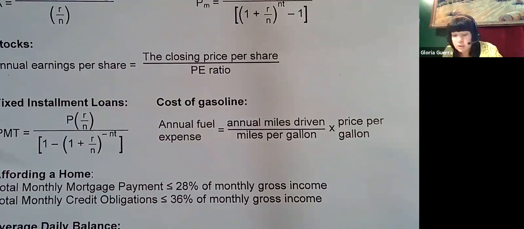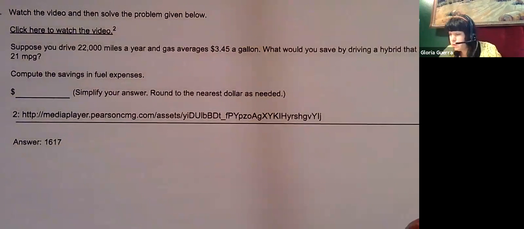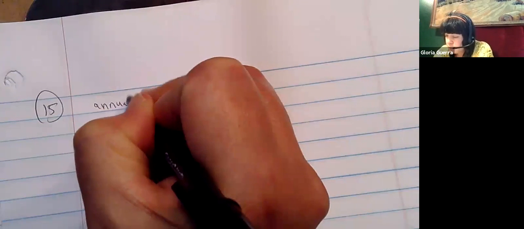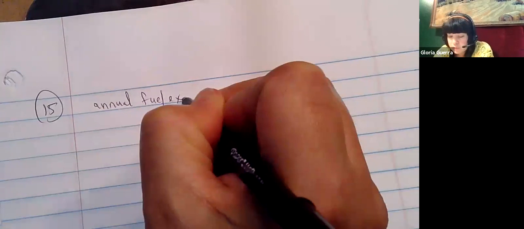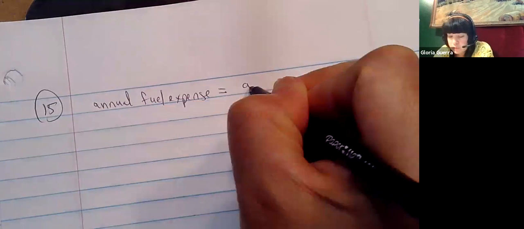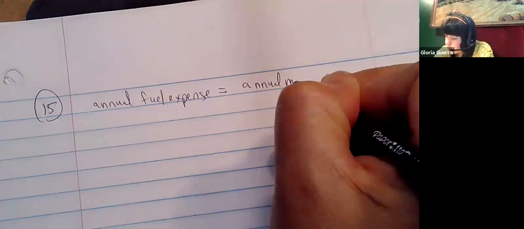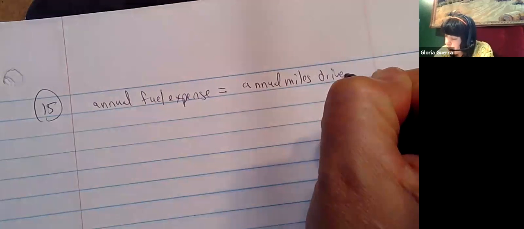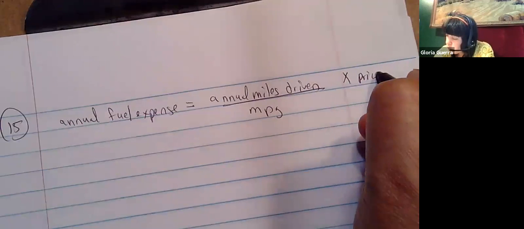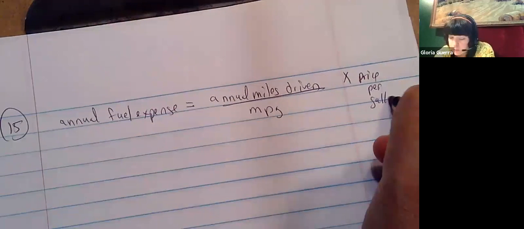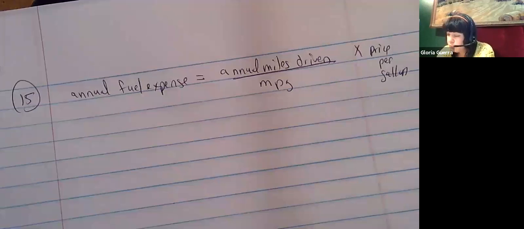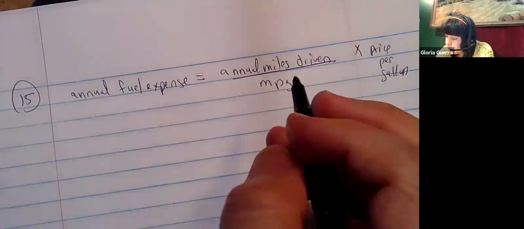So okay, let's look at the formula. Let me just write that down. So 15. Annual fuel expense is equal to the annual miles driven over the miles per gallon times the price per gallon. So we have the annual fuel expense for the hybrid.